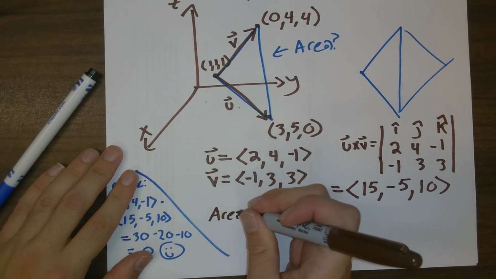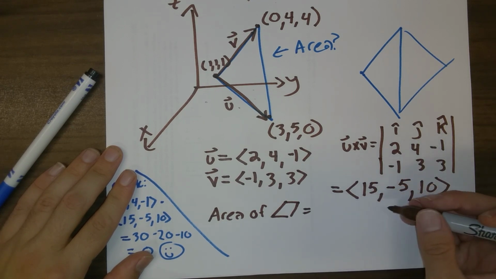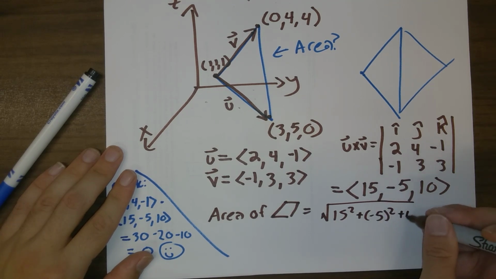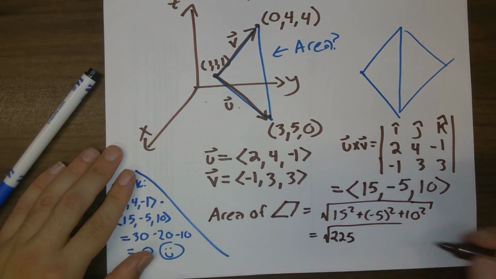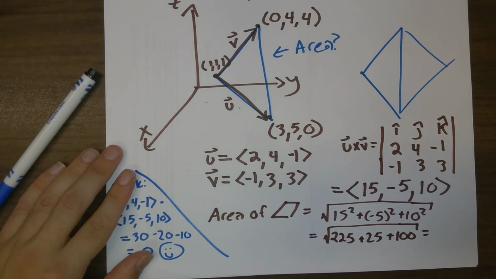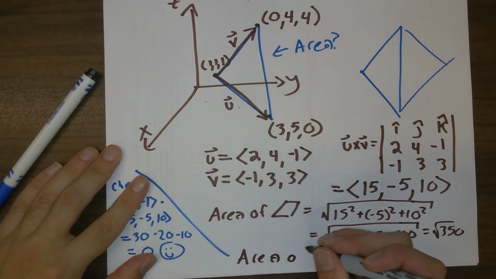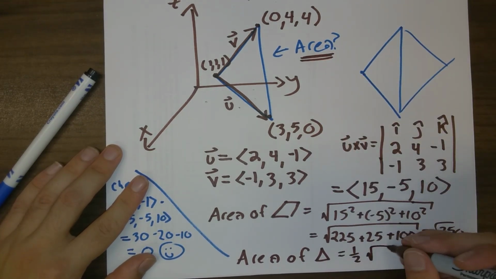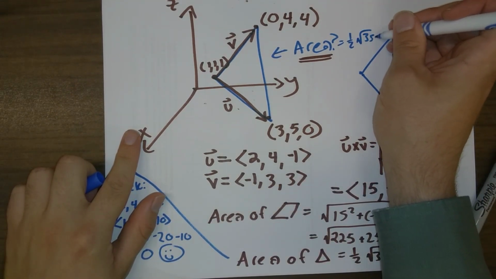So the area of the parallelogram is equal to the magnitude of this. So 15 squared plus minus 5 squared plus 10 squared, which is going to be the square root of 225 plus 25 plus 100. And so that is the square root of 350. And so the area of the triangle, what we were trying to find up here, is 1/2 square root 350.